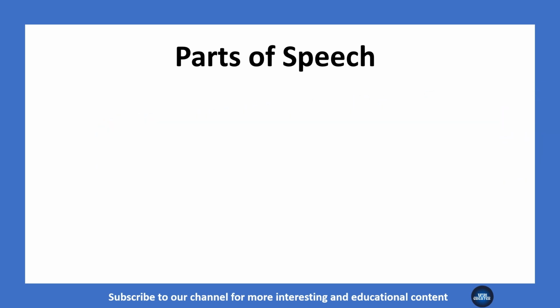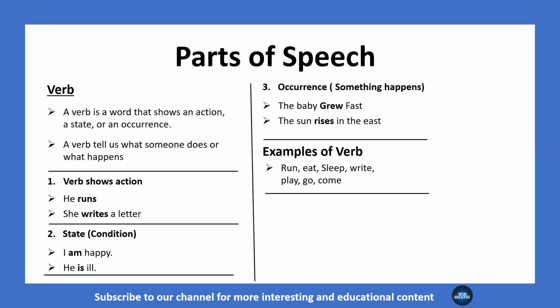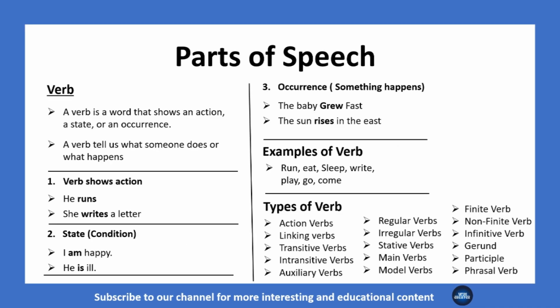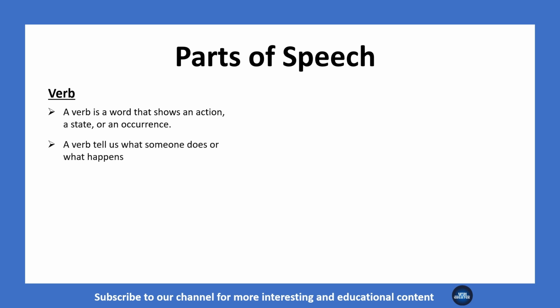In this video, we will discuss verbs, explore their definitions, examine examples, and understand their different types. Let's begin with a definition. A verb is a word that shows an action, a state, or an occurrence. Or, a verb tells us what someone does or what happens.